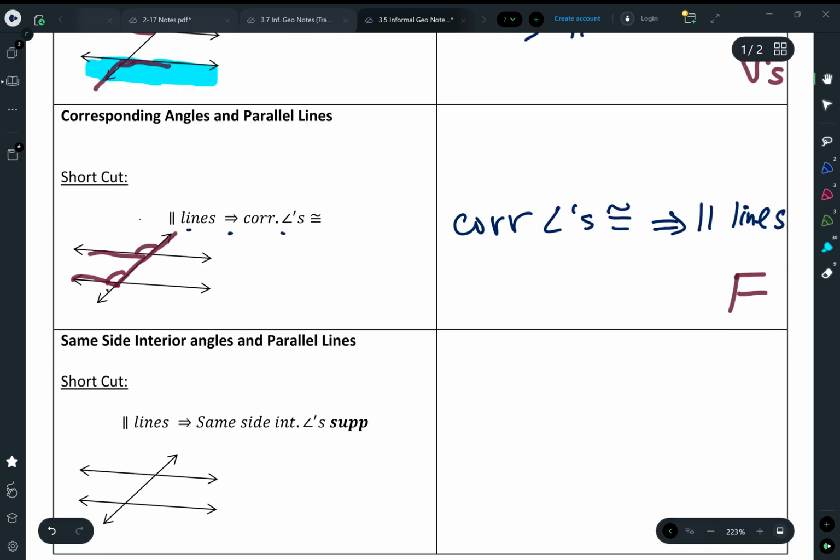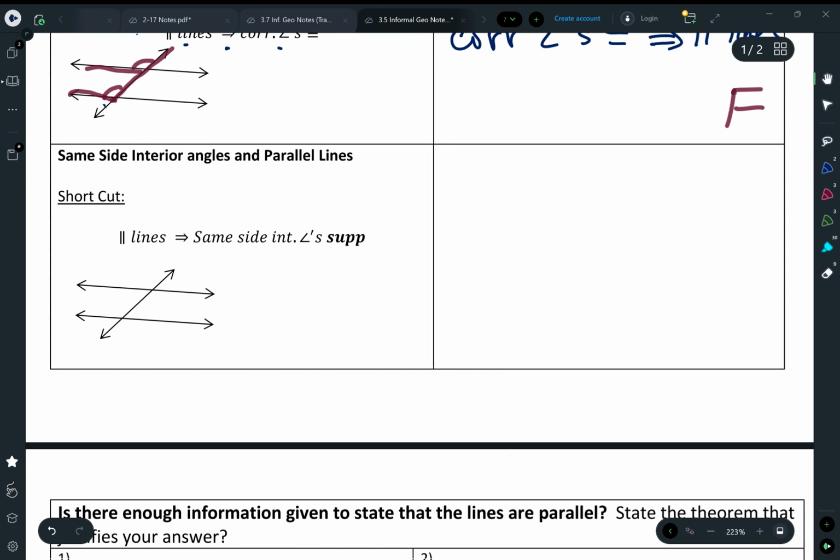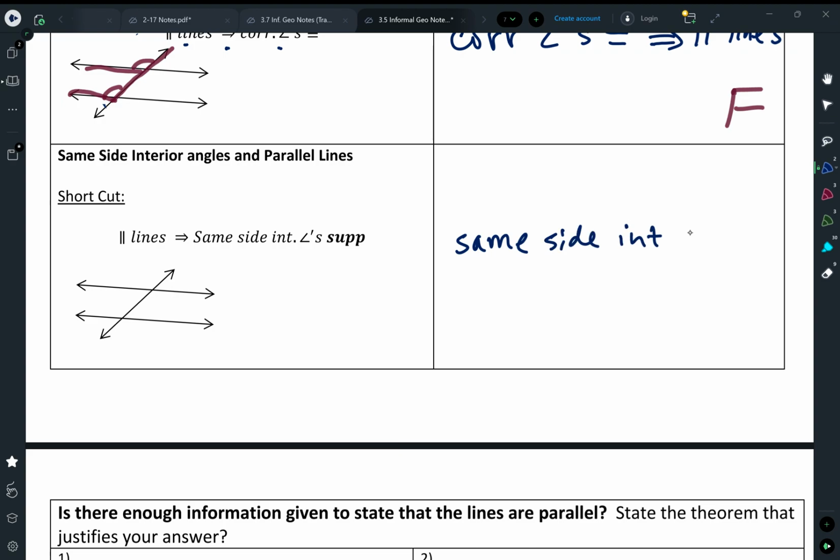All right, on this last one. Remember our same side interior angles when we had parallel lines were supplementary. Now again we're looking at the converse. So backwards, that would be if we have same side interior angles supplementary, then that would mean we have parallel lines.